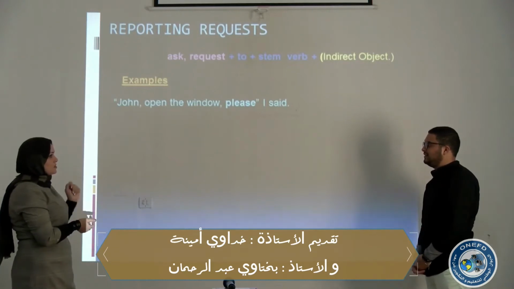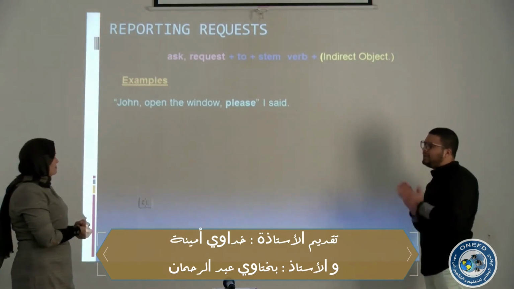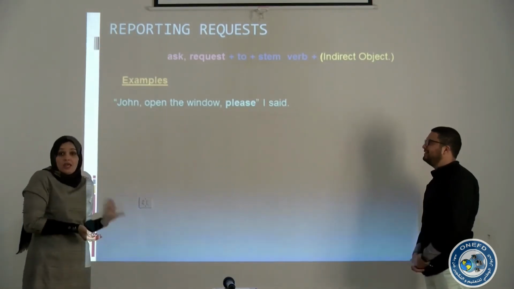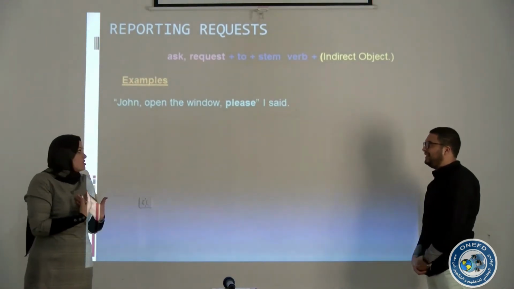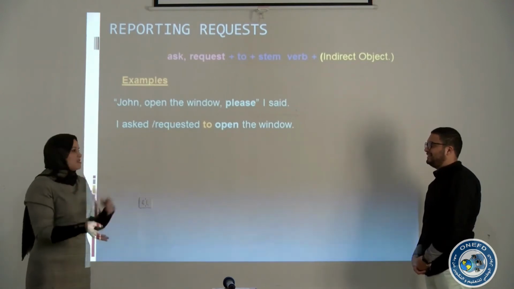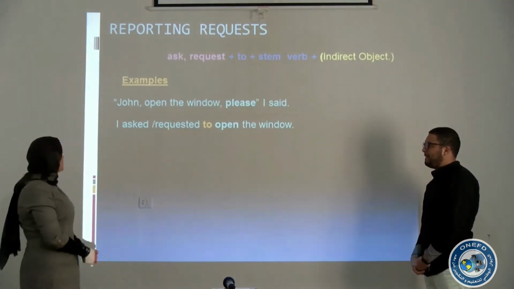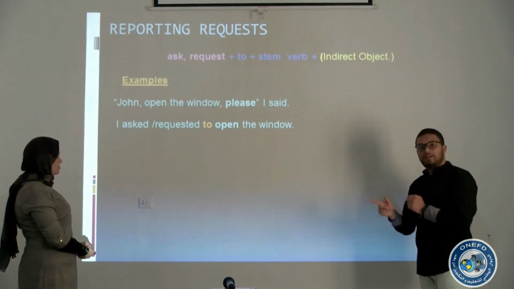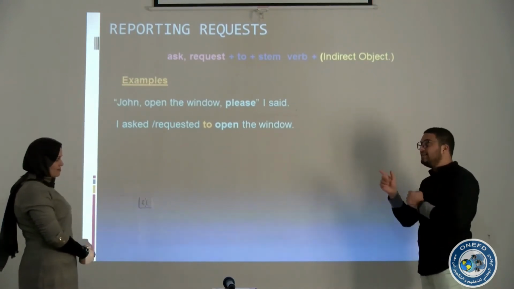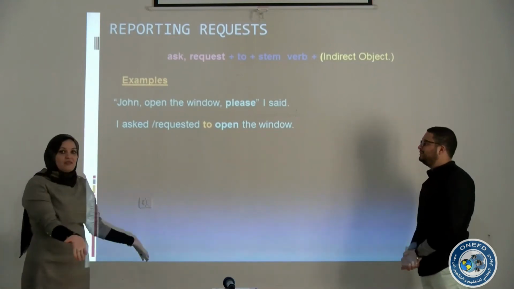So the example is, John, open the window, please. He is asking me to do something for him. It's not a question, so I'm going to say, yes, I will, or of course. So how can I report it? I requested to open the window. Or I asked to open the window. To plus the verb in the infinitive.